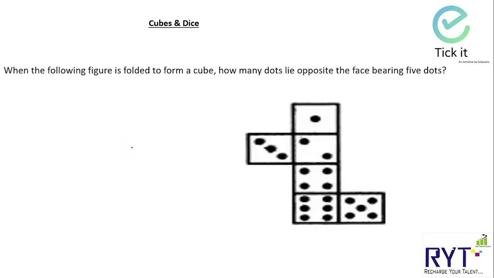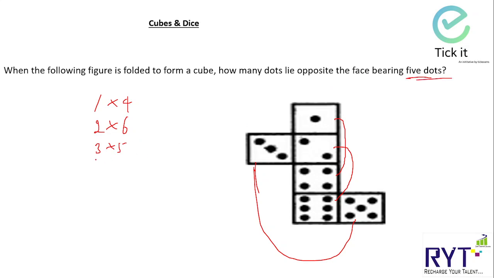Next we have open dice. Very easy open dice. 1 is opposite to 4. Alternate. 2 is opposite to 6. 3 is opposite to 5. These are the three pairs we get. Now the question is, how many dots lie opposite to the face bearing 5 dots? 5 is opposite to 3. So 3 is the answer.